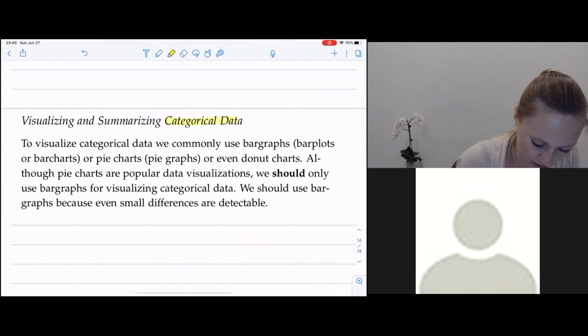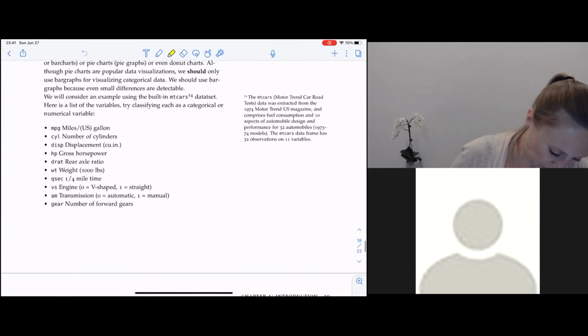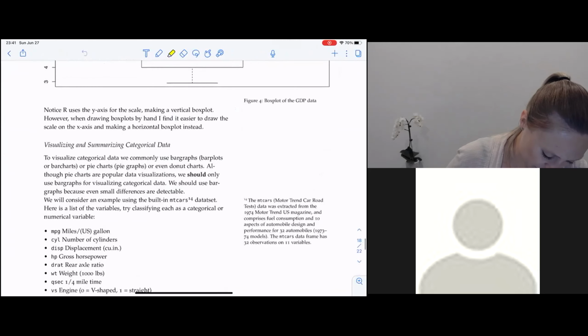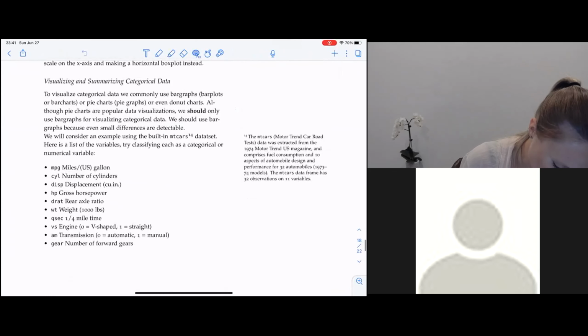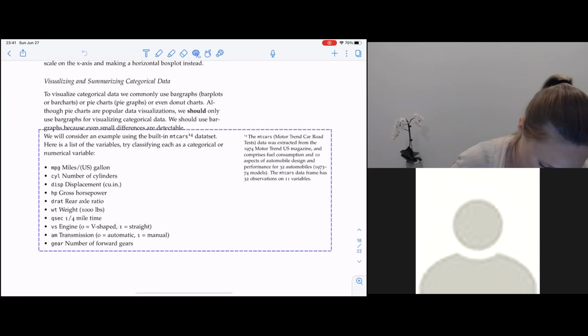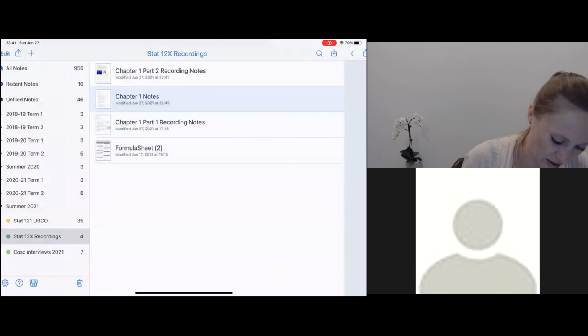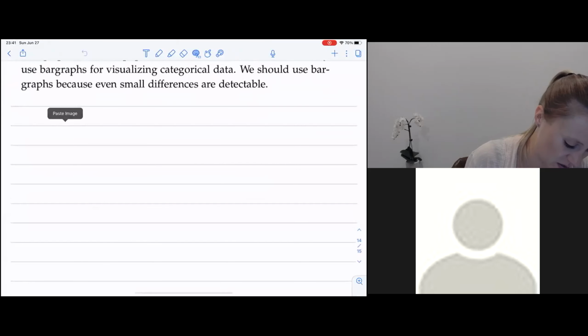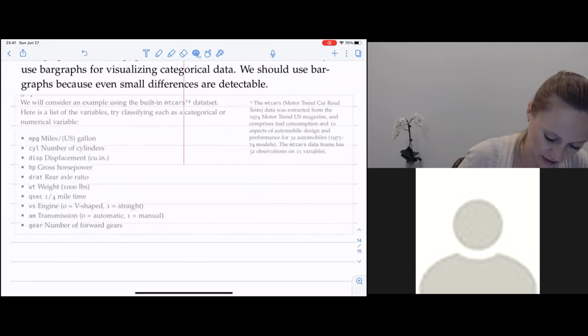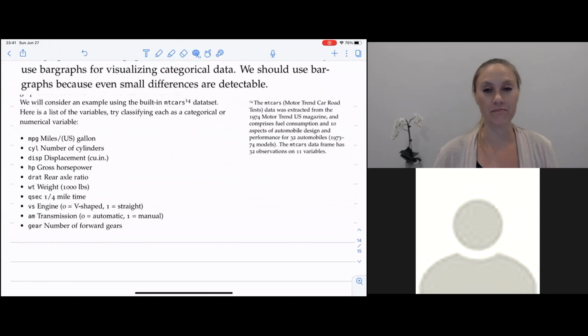But notice that now I'm talking about categorical data. I guess I should introduce the data set that I'm about to be talking about. So the mtcars data set is quite famous, and we use it a lot because it has all these kind of relatable variables, and it's good for practicing if you can identify numerical variables, categorical variables. It's a good data set to work with.